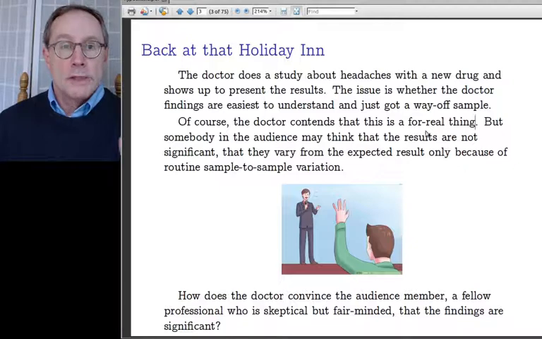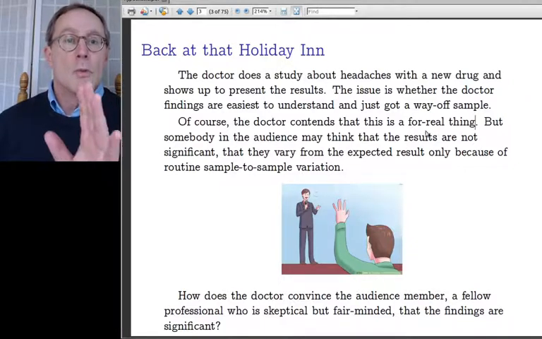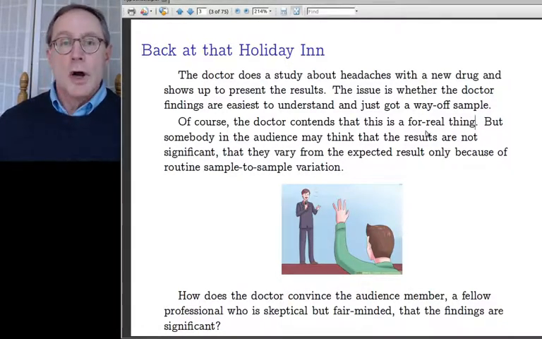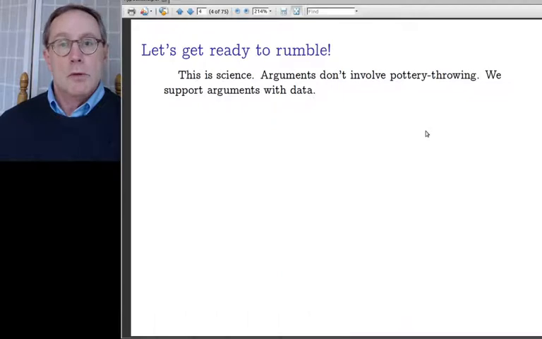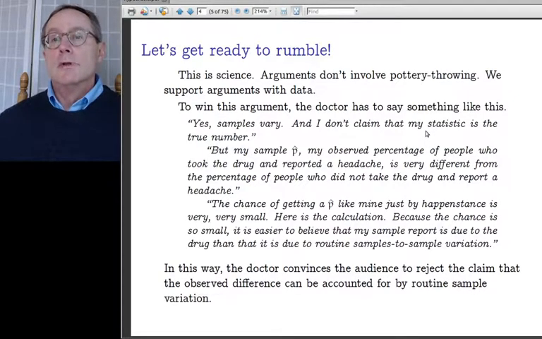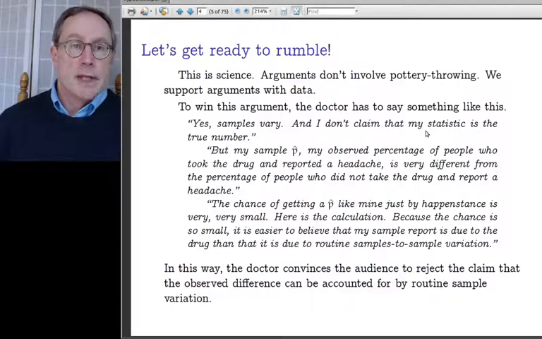Okay, so how does the doctor convince the audience member? And again, the audience member is a fellow professional who's skeptical but will be persuaded by actual evidence that the findings are significant. So to understand where to put the numbers into StatKey and all this, a person needs to understand how the argument has to go. So this is how science works. Arguments are not about pottery throwing. They're not about dirty tricks. They're about supporting what you're saying with data. So to win the argument, the doctor has to say something like this.